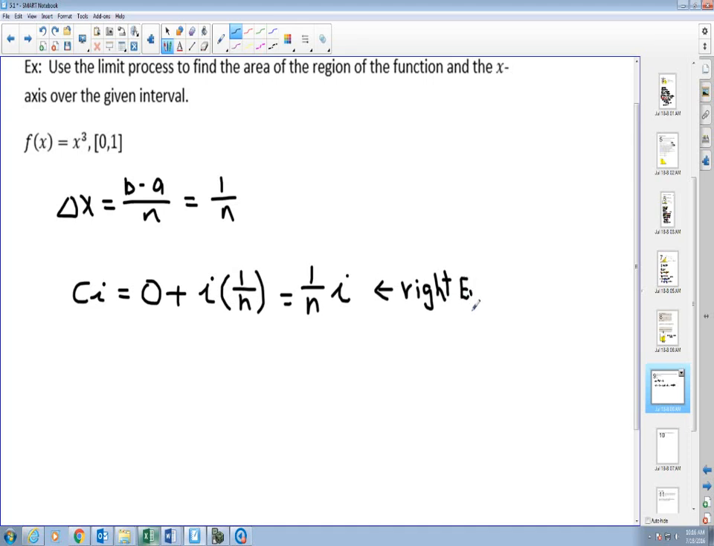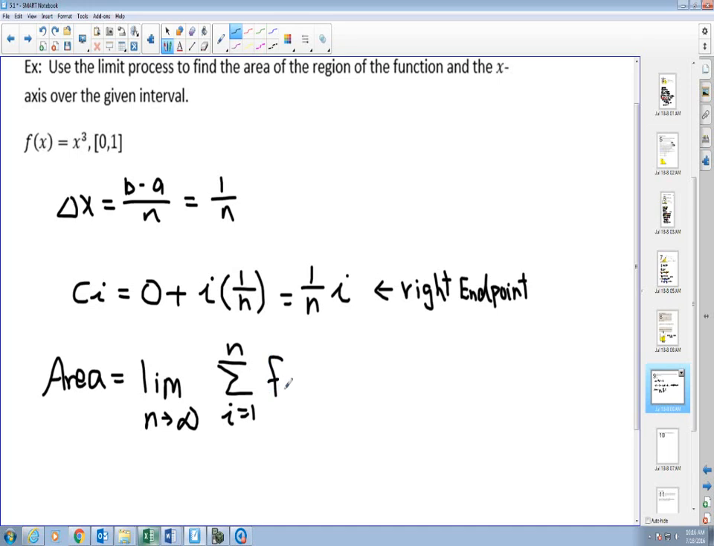By the time I finish taking the limit, it doesn't really matter whether I pick the right endpoint or the left endpoint. So let's say this is my right endpoint. So my area will equal the limit as n goes to infinity of the sum from 1 through n of c sub i times delta x.